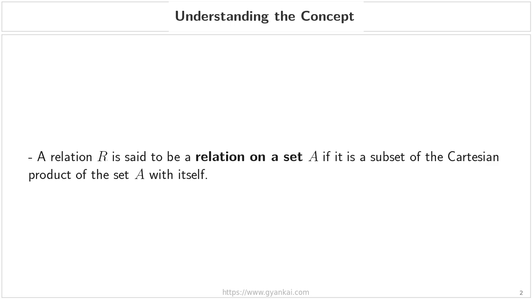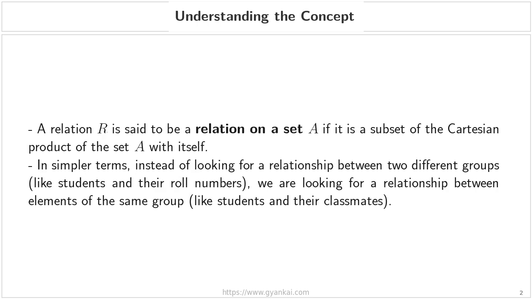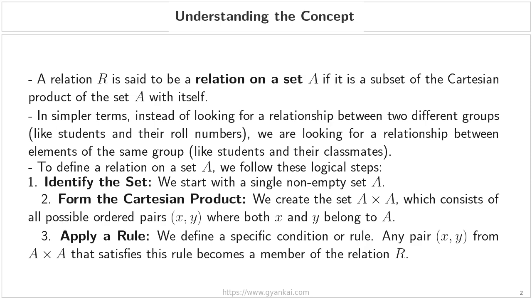Understanding the concept. A relation, which we'll call R, is officially called a relation on a set A if it is a subset of the Cartesian product of set A with itself. To put this into simpler terms, think back to our previous lessons where we looked at relationships between two different groups, for example, linking students to their specific roll numbers. In this new concept, we aren't looking across two different groups. Instead, we are looking for a relationship between elements within the very same group, such as looking at students and identifying which of them are their classmates.